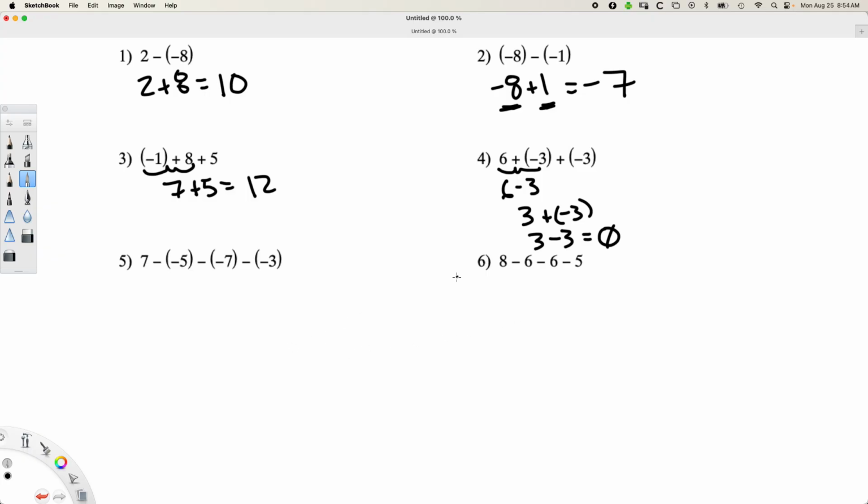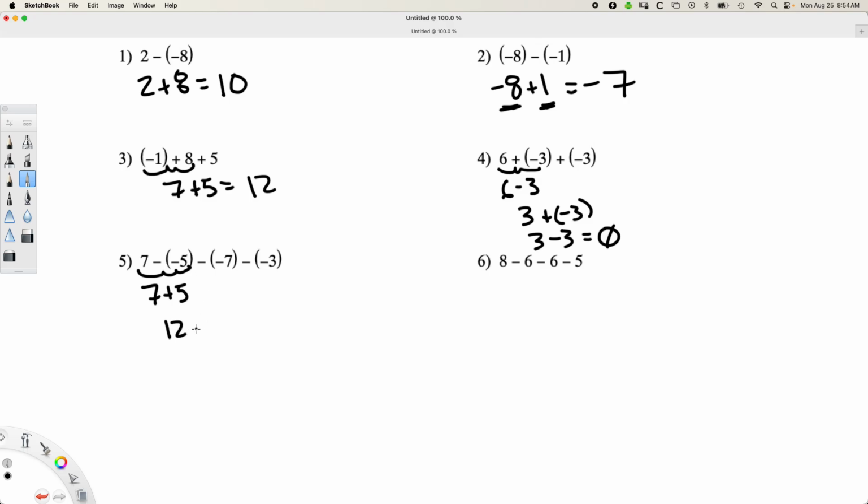The last two problems are the same thing, except now we have 4. Once again, we just go from left to right and go through them all here. So we start with the first one on the left. 7 minus negative 5, a minus a negative is the same thing as 7 plus 5. So that would be 12.